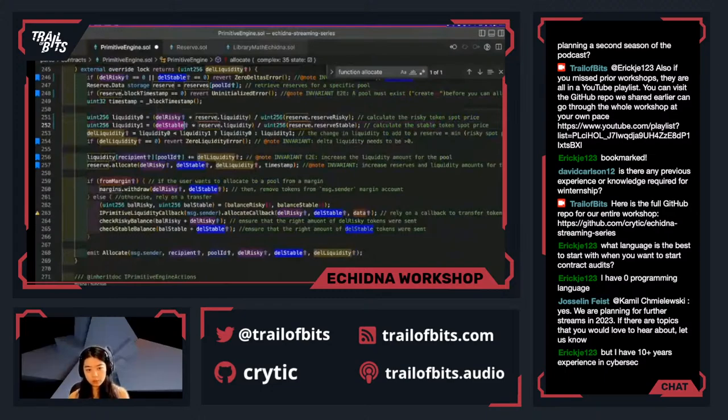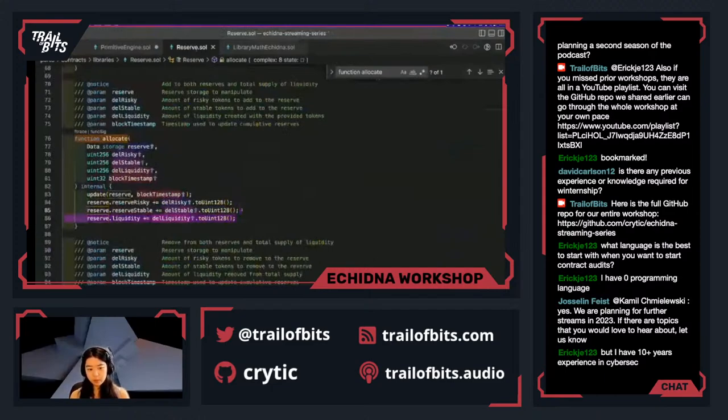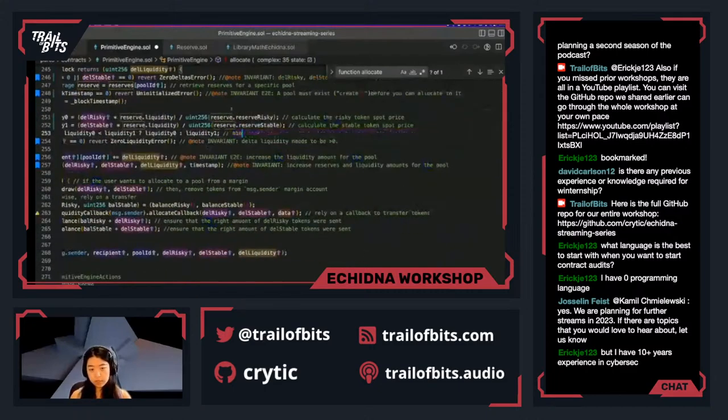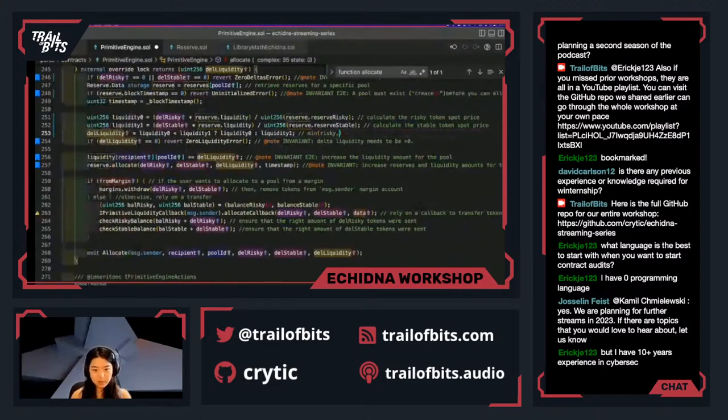The change in liquidity is going to be considered the minimum of either the risky or the stable spot price. This variable, if we go back to our allocate, is going to define how much this liquidity is worth. So this is the amount of liquidity that's considered added within these tokens. This then begs the question of why it chose the minimum. It was in case there were any rounding issues in which liquidity zero or one rounded up, the delta liquidity would choose the minimum of the two. So it chooses the one that's the potential least amount of dust.